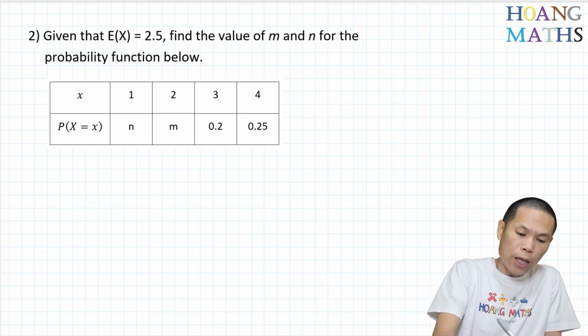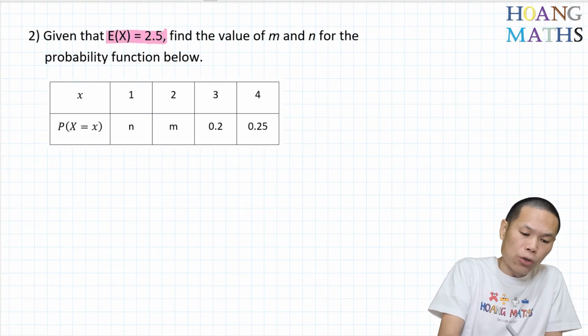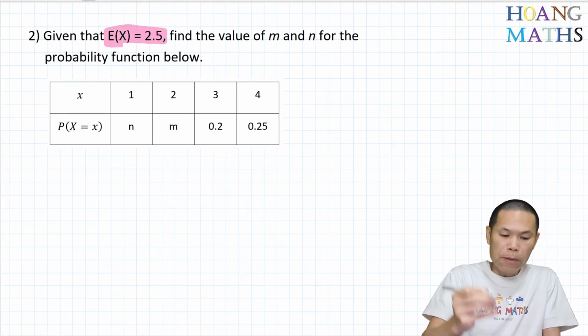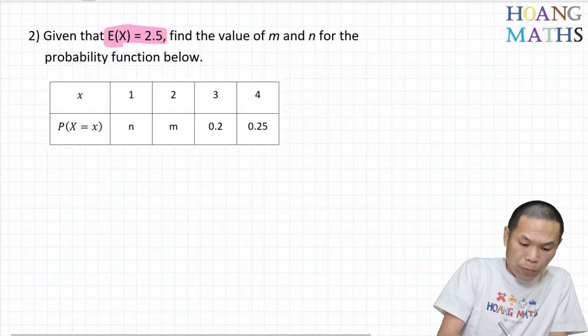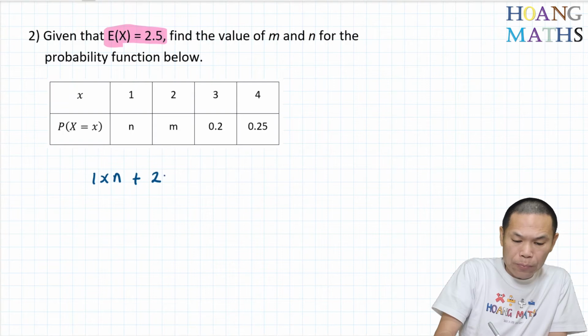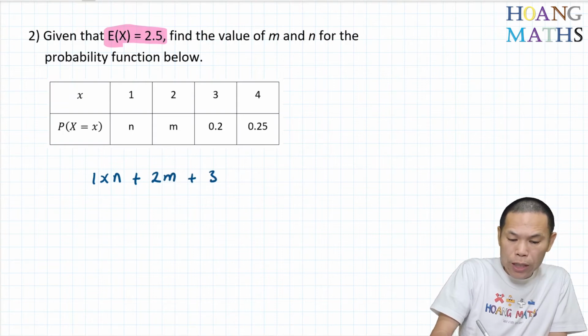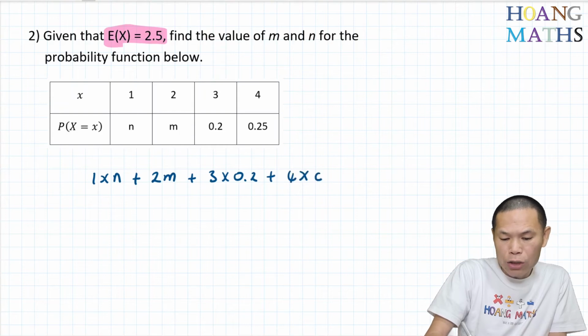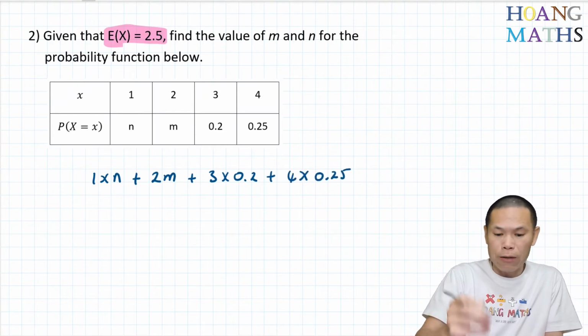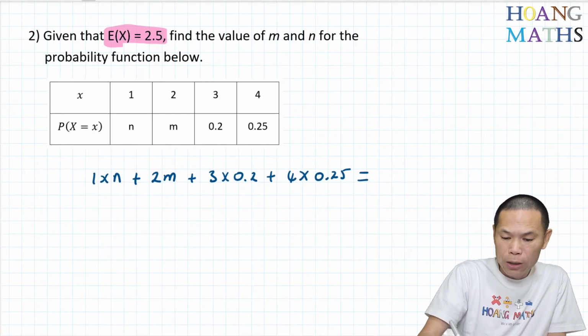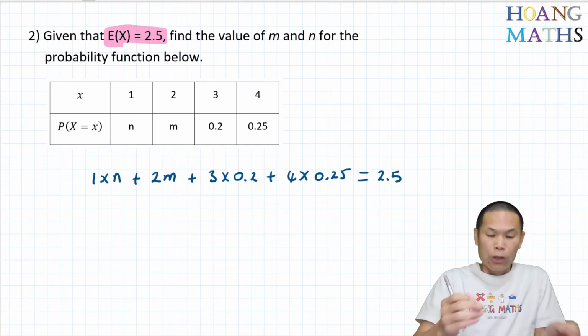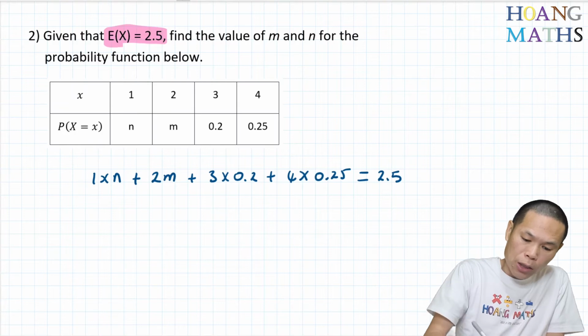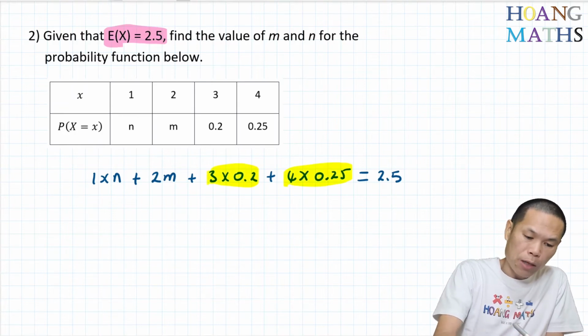So first of all, we know that the expected value is 2.5. So this means that we have 1 times n plus 2 times m plus 3 times 0.2 plus 4 times 0.25. That is the expected value, and we know that it is 2.5. So now we're just collecting like terms. So we just go 3 times this plus 4 times this. So let me just write this down.